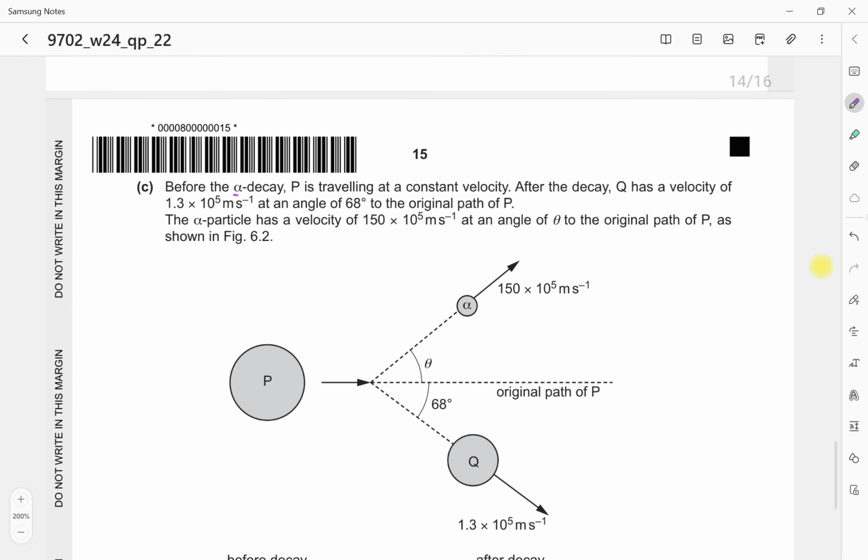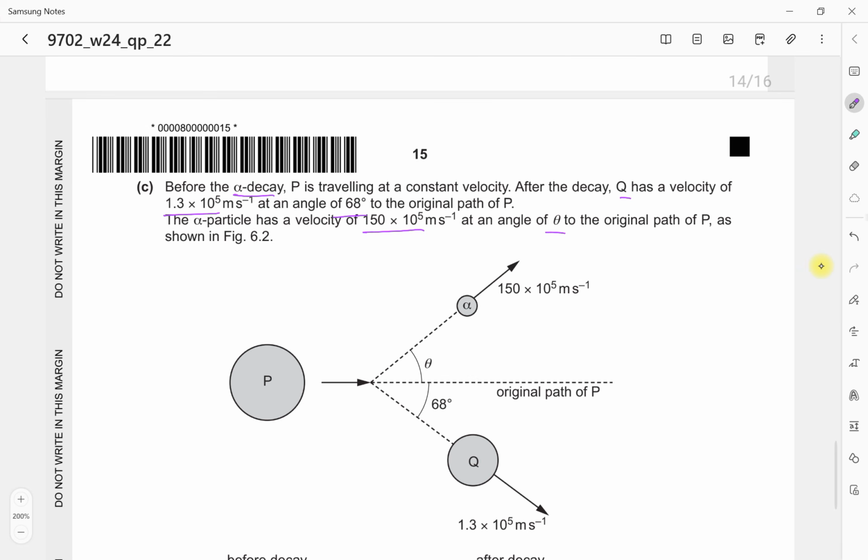Before the alpha decay, P is traveling at a constant velocity. After the decay, Q has a velocity of 1.3 times 10 to the power of 5 meters per second at an angle of 68 degrees to the original path of P. The alpha particle has a velocity of 150 times 10 to the power of 5 meters per second at an angle of theta to the original path of P as shown in the diagram.